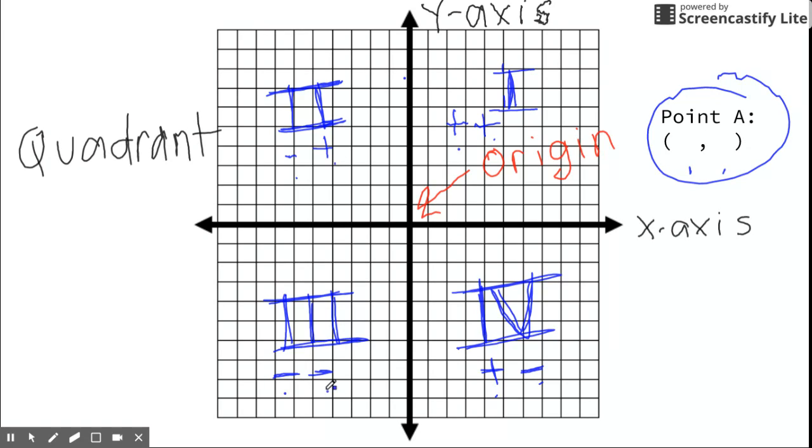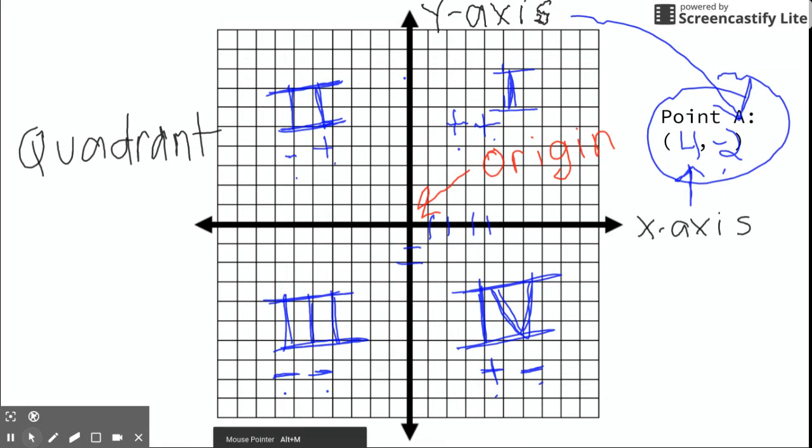For example, if I use the coordinate 4, negative 2, that means I'm going to go 4 on my x-axis, so 1, 2, 3, 4, and then negative 2 for my y-axis, so 1, 2. I need to find where those two points meet, and those two points meet right here in this space. So I'm going to put a point on there. So that is point A.